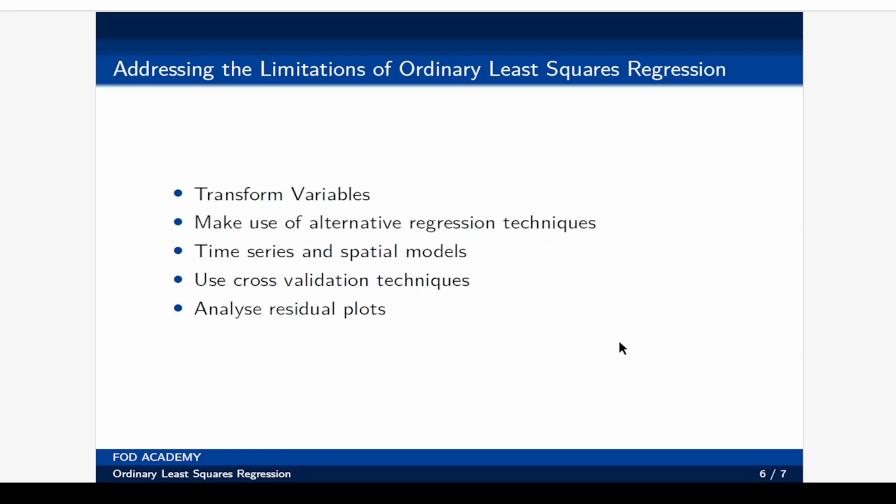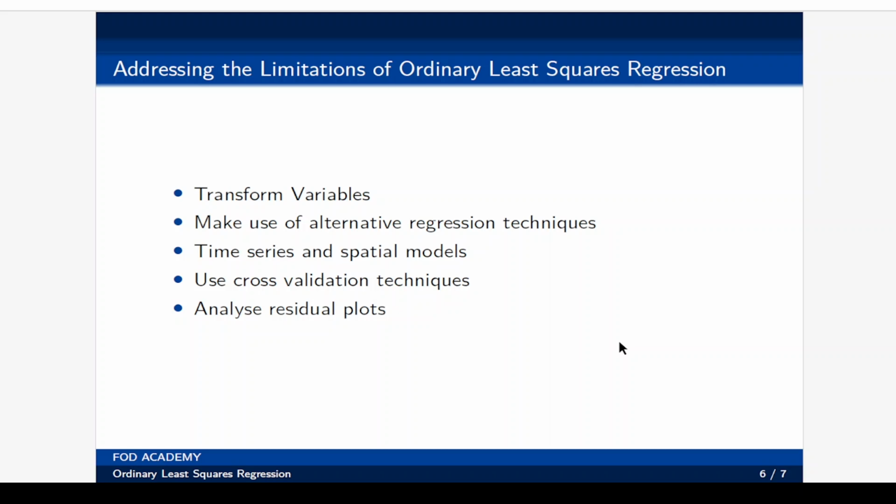Transformation of variables. For nonlinear relationships, transforming the variables into other forms such as log, square roots, and so on can sometimes linearize the relationship. Alternative techniques like ridge regression, lasso regression, or robust regression can handle multicollinearity and outliers better than OLS. Therefore, it is important to opt for either of these options whenever there is multicollinearity or outliers in order to avoid biased results.